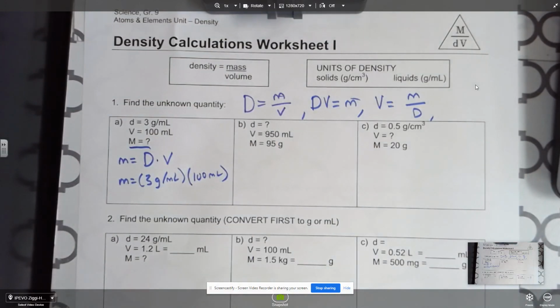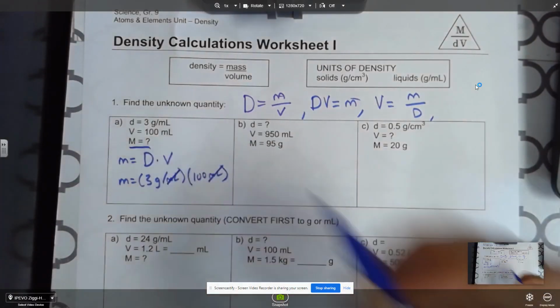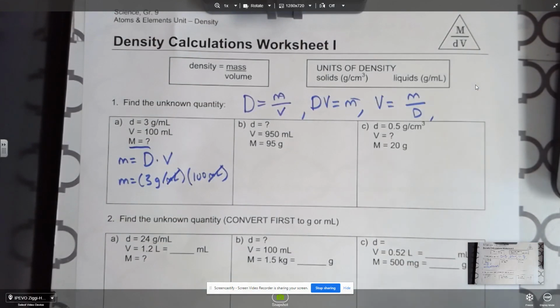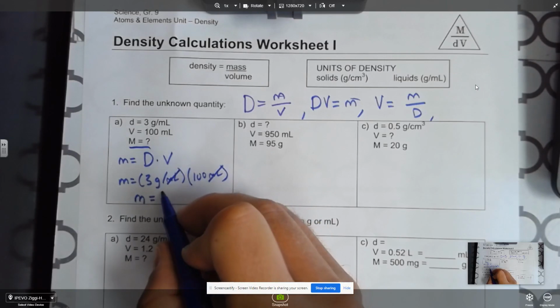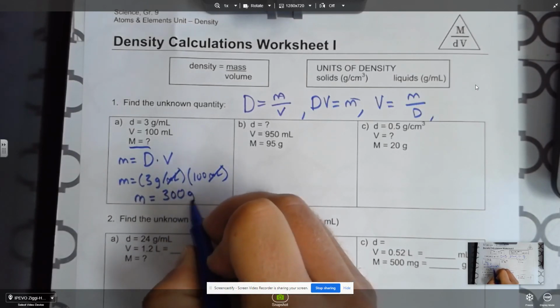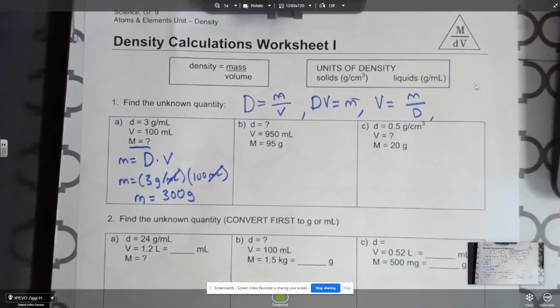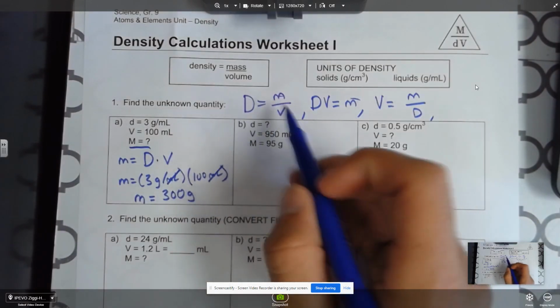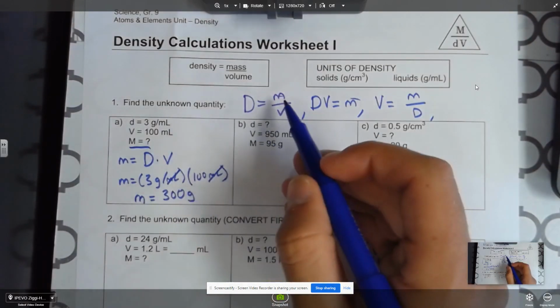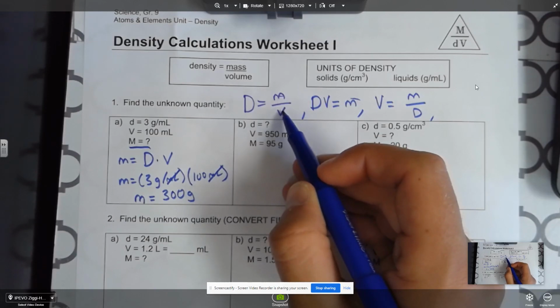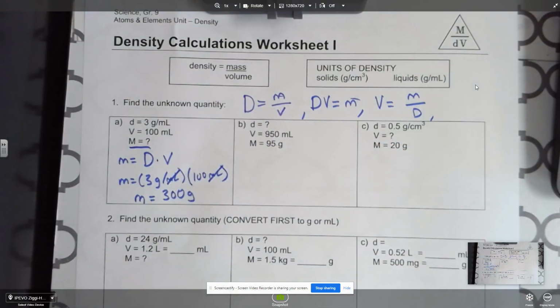When you do that, the good news is these units cancel out, which they should. Milliliters cancels out milliliters, and you're left with grams, which makes sense because our unit for mass is grams. So that's going to be 300 grams. Then you can go back and put those numbers in this one to see if it's correct. 300 divided by 100 is 3, which is the density. So yes, it's correct.